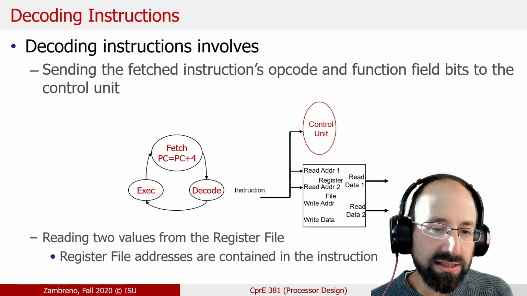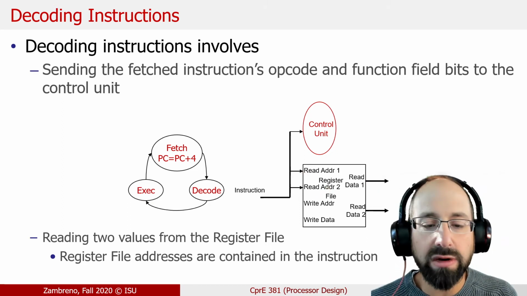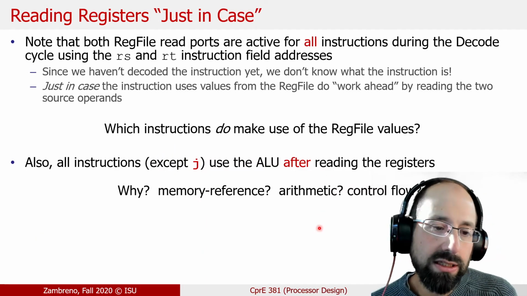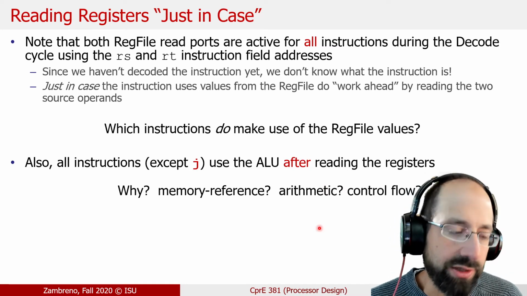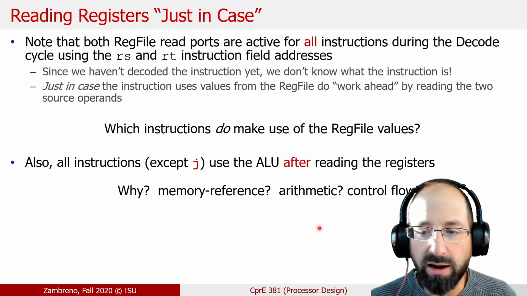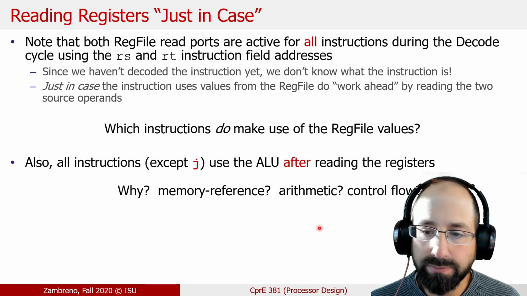Let's take a look at those signals corresponding to our read address 1 and read address 2, and let's actually read those values out. Because as it turns out, and I think we've got this, almost all of our instructions, save for just the plain old jump instruction, are going to be reading from the register files and making use of some register file values.